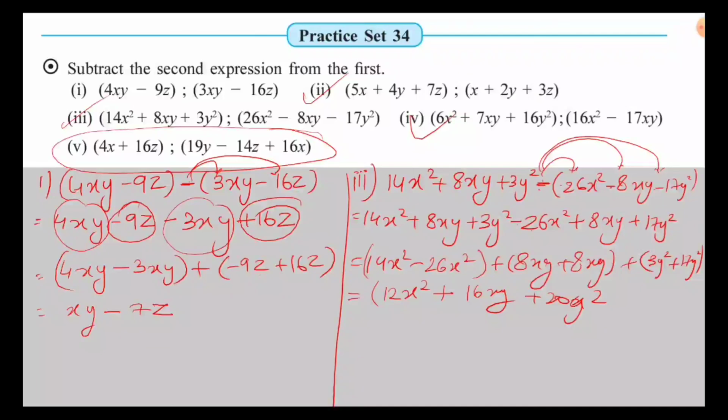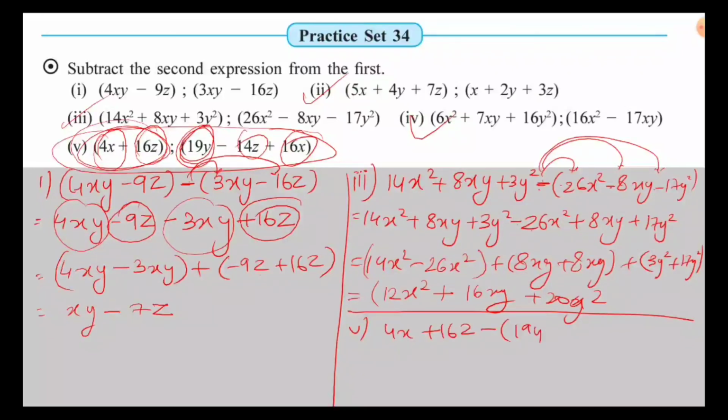Okay, in the fifth sum you all can see that there is 4x, 16z, but there is no 19y. Okay, there is no y in this term. Okay, so you just have to do nothing with the 19, you have to just write it as it is. Okay, I'll just solve it for you all. Fifth sum, 4x plus 16z minus 19y minus 14z plus 16x. Okay, this is our question over here.